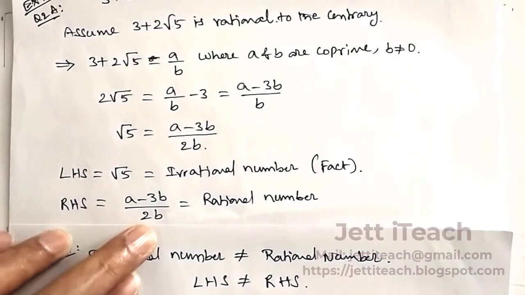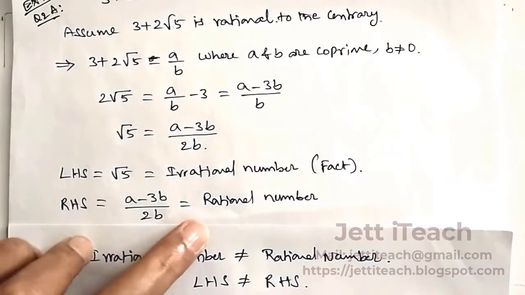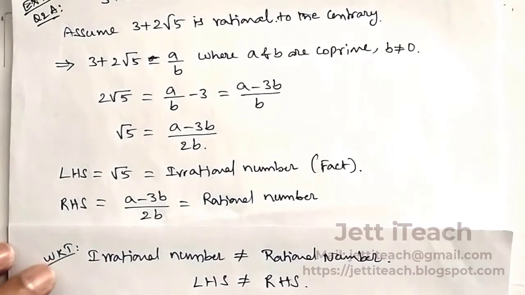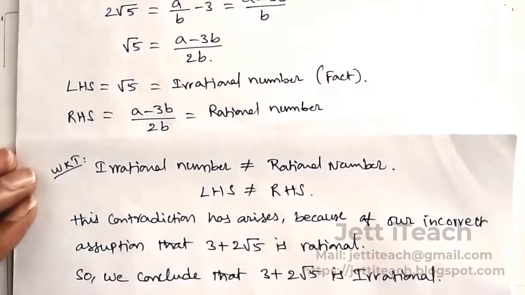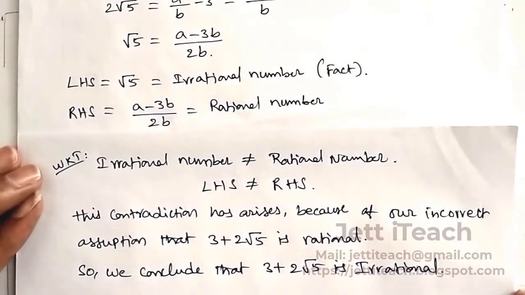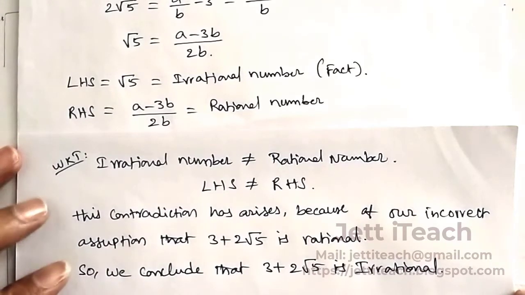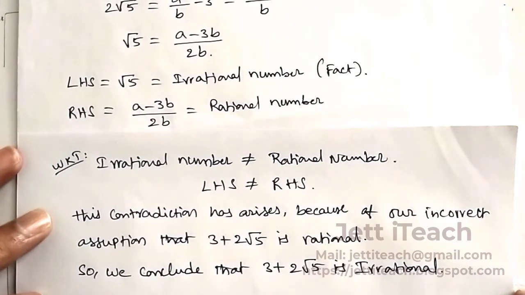So clearly it is a rational number, but we know that irrational number will not be equal to rational number, so LHS is not equal to RHS. Okay, this contradiction has arisen. This contradiction has arisen because of our incorrect assumption that 3 plus 2 root 5 is rational. Okay, so we can conclude that this number 3 plus 2 root 5 is an irrational number.